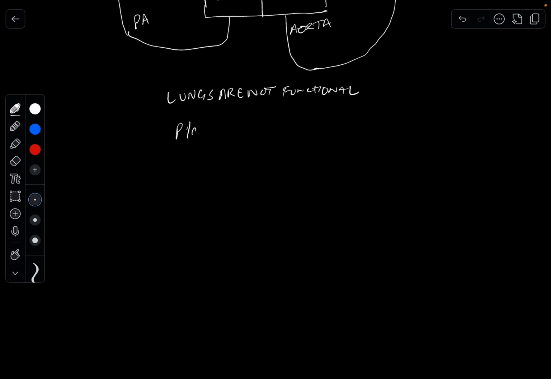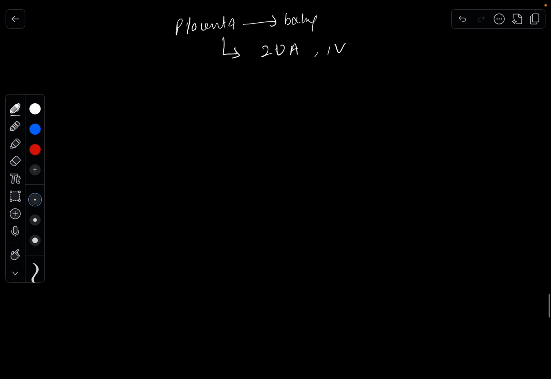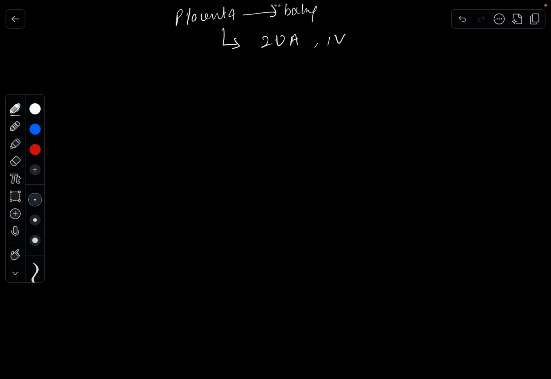Now, placenta is connected to the baby via 2 umbilical arteries and 1 vein. Okay. So, with this in mind, we'll start making the fetal circulation. Now, fetal circulation will have these parts.